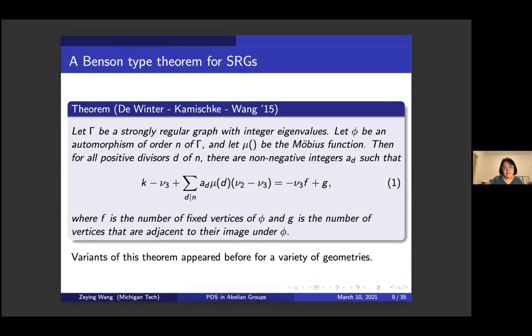Now, since there's a close connection between strongly regular graphs and partial difference sets, it's natural to ask: can we apply this to partial difference sets to get some application?